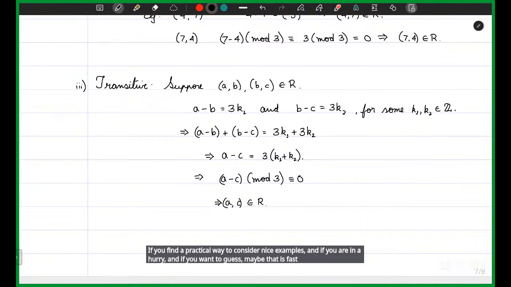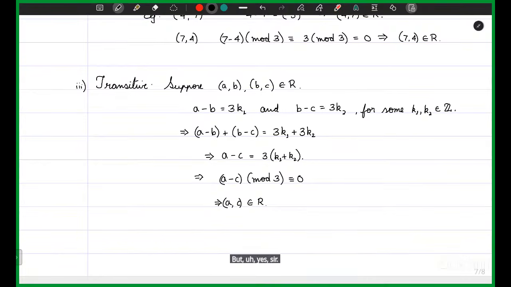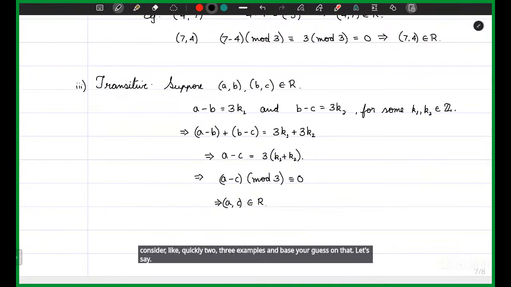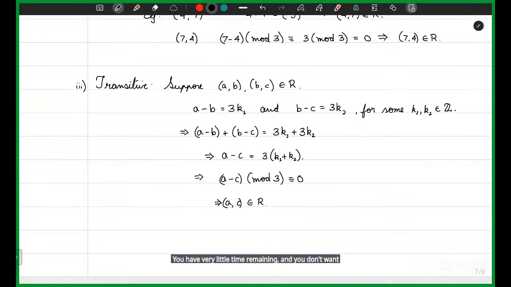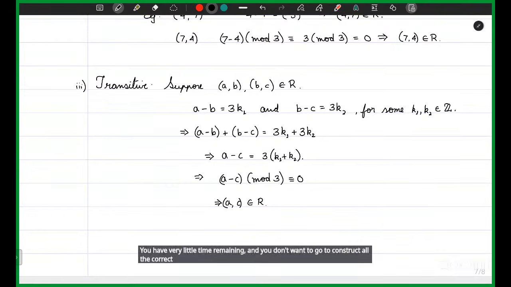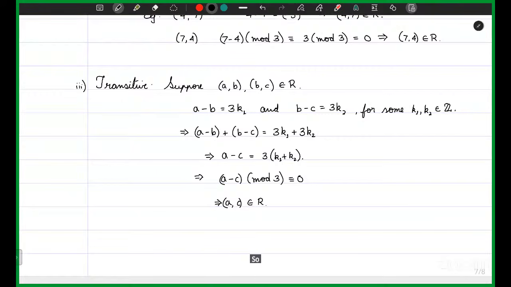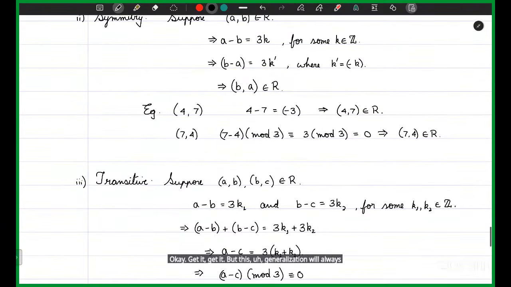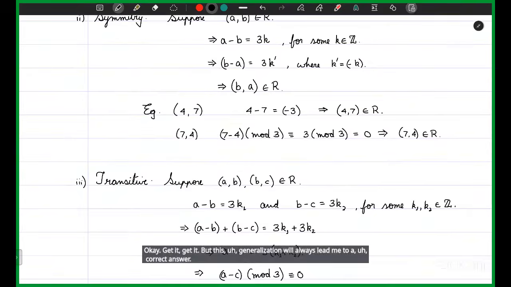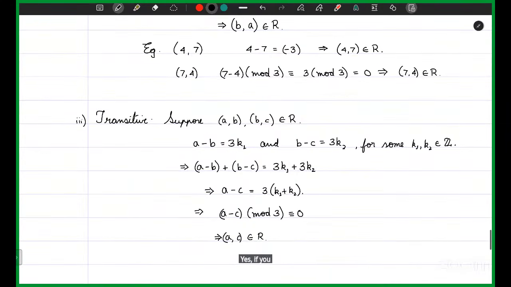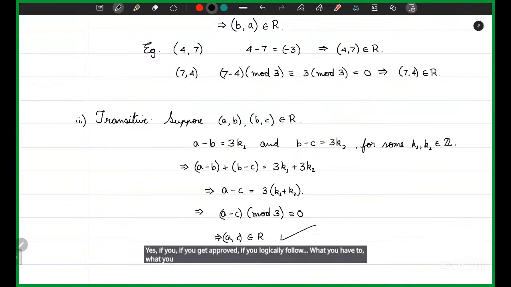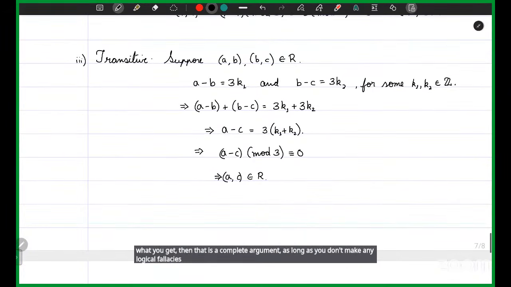If you want to just quickly consider 2, 3 examples and base your guess on that, let's say you have very little time remaining and you don't want to construct the whole proof. But will this generalization always lead me to a correct answer? Yes, if you get a proof, if you logically follow what you get, then that is a complete argument, as long as you don't make any logical fallacies in between.